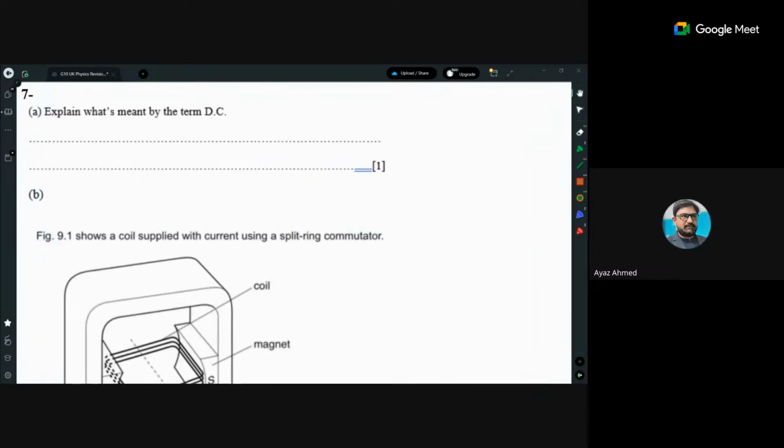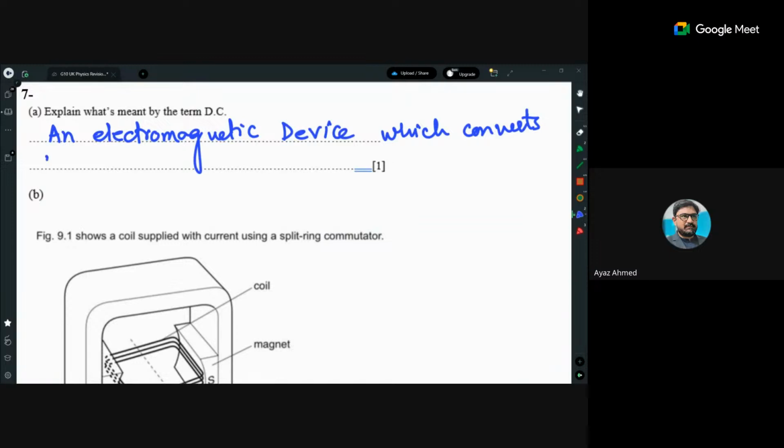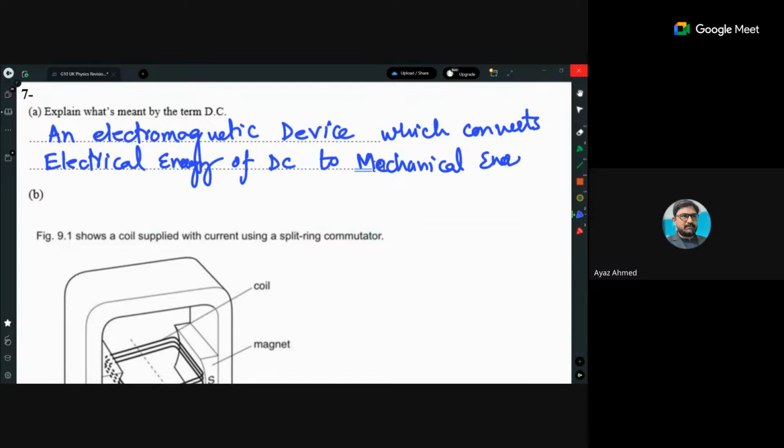Explain what is meant by DC motor. Yes, explain to me. A direct current motor is an electromagnetic device which converts electrical energy of direct current into mechanical energy. Got it. Electrical energy of direct current to mechanical energy. Is this clear?